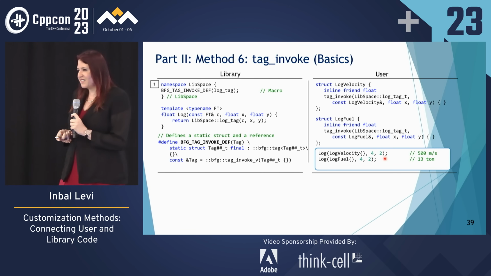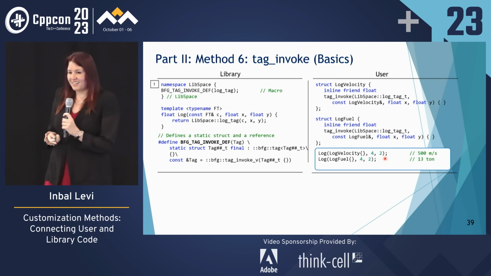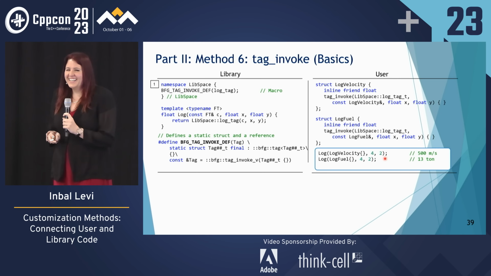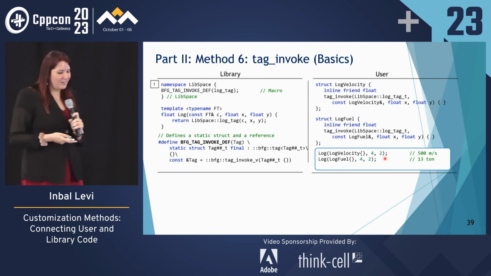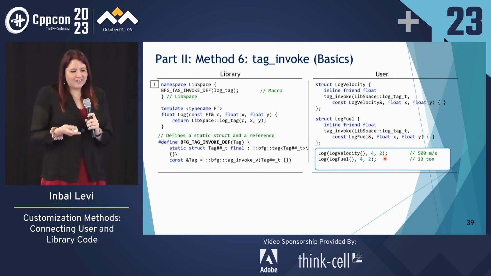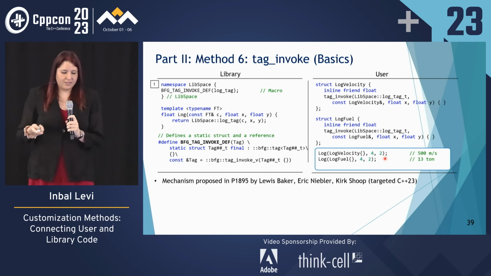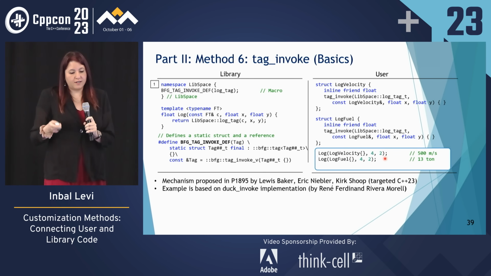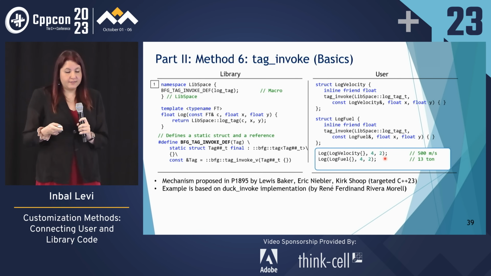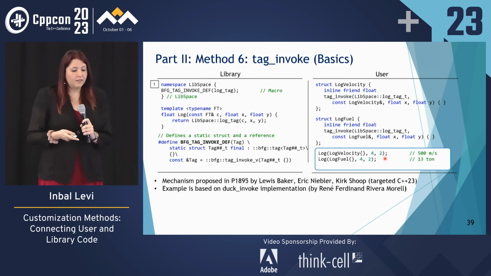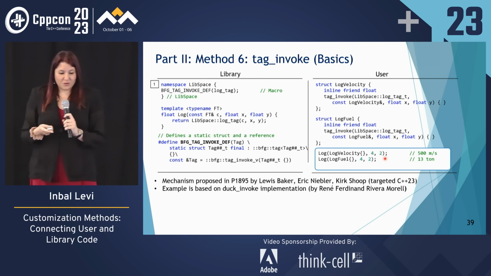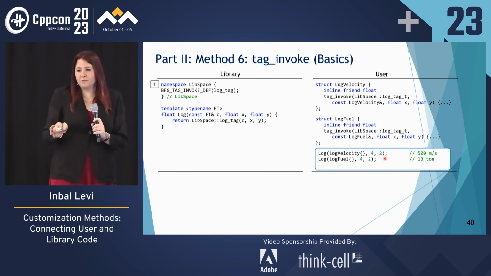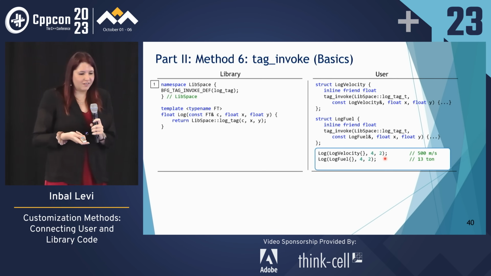And again, this is a complex mechanism. This is actually the simplest example that I could find. Implementation by, I can see a guy rolling his eyes. Yeah, tag invoke is a complex mechanism. Yeah, this is by René Rivera Fernandez Moral, but the mechanism proposed in P1895 by Lewis Baker, Eric Niebler, and Kirk Shoop, targeted 23, didn't make it into the standard. And the example is based on duck invoke, which is the simplest one I could find. And Eric Niebler also has, by the way, an implementation for tag invoke.